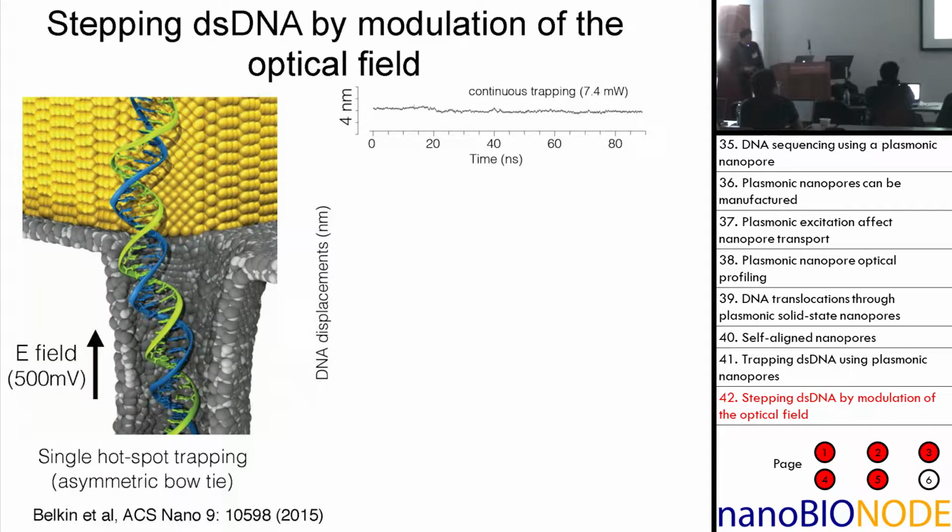We actually get much better results when we consider a system where there is only one hotspot. So experimentally, you would do it by designing an asymmetric bow tie. There are quite a few ways you can do it. So with a single hotspot trapping, it actually works. We could achieve much smaller steps. So with continuous trapping, DNA doesn't move.